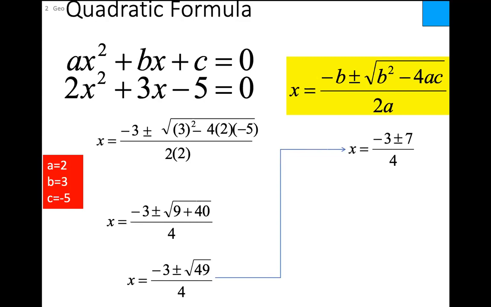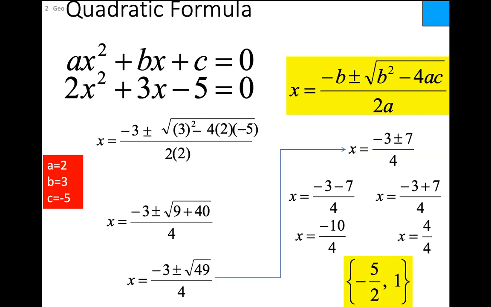And then you write them into 2 different equations. Which are? X equals -3 plus 7 over 4, and x equals -3 minus 7 over 4. And then you just solve them. So -3 minus 7 is -10 over 4, which reduces to -5 over 2. And the other one gives us 4 over 4, which is 1. So -5 over 2 and 1. You don't need to change it to a decimal, but you can. There's nothing wrong with that.